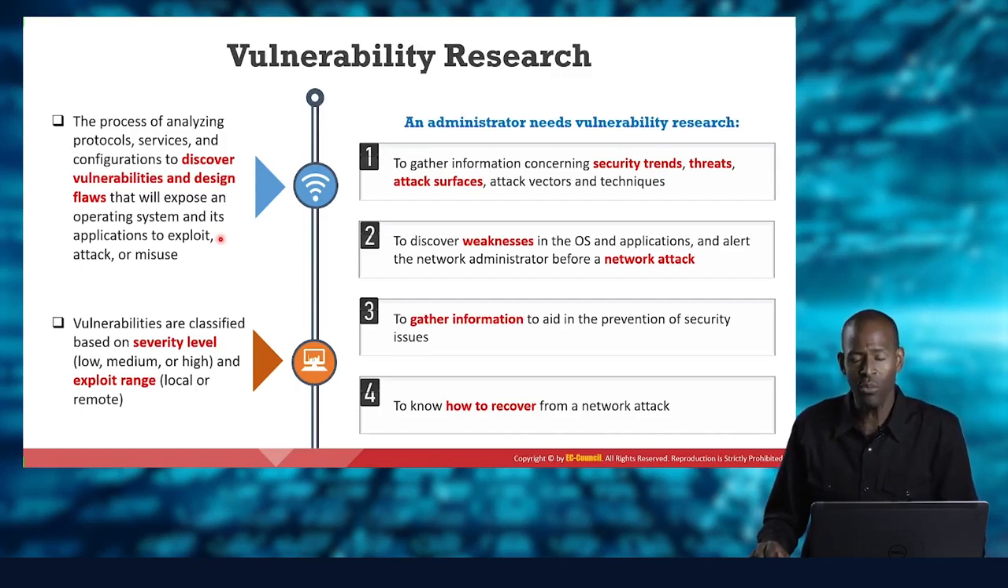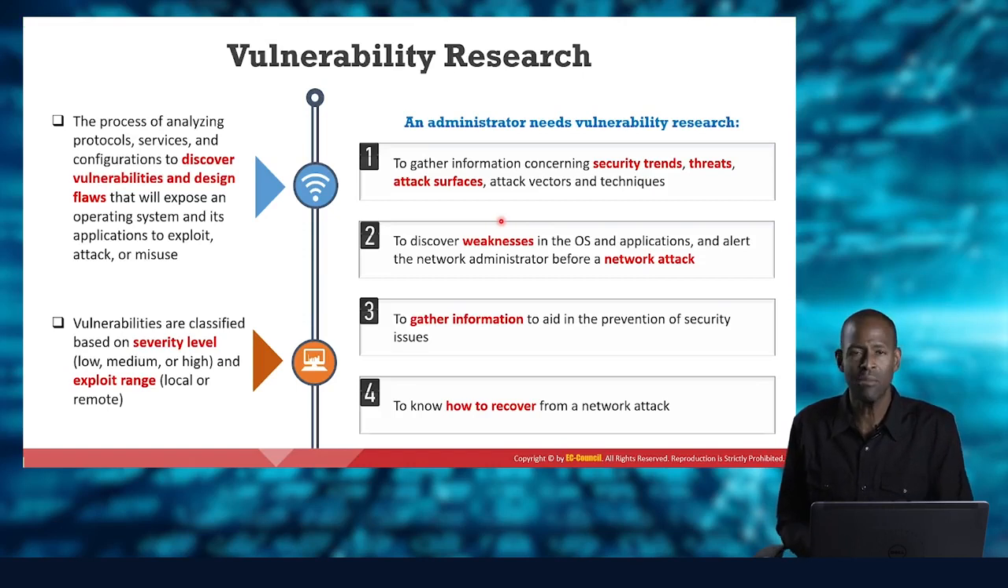So we're going to do vulnerability research, classifying vulnerabilities that we find by security level, low, medium, and high, and the exploit range. In other words, can somebody exploit this vulnerability over the internet remotely, over the network remotely, or is it a local exploit? And so we're going to gather information, look at security trends and threats, look at the attack surface, different vectors that an attacker can use to attack, the techniques that they can use. Then we're going to move that into trying to find specific weaknesses in our applications, one application at a time.